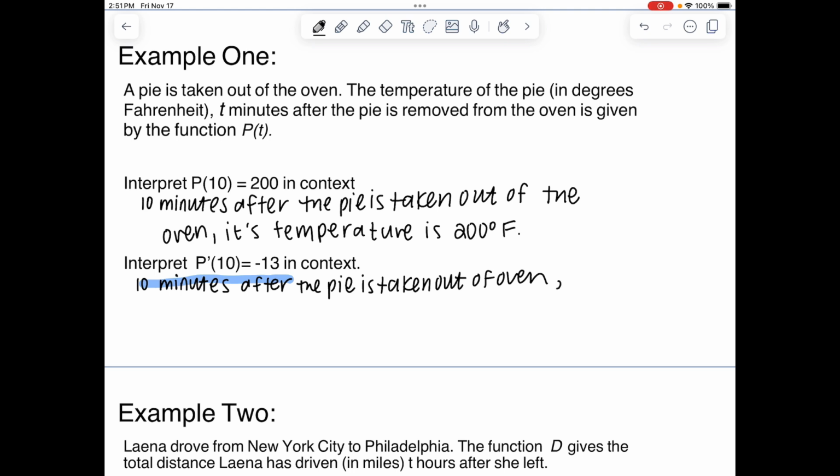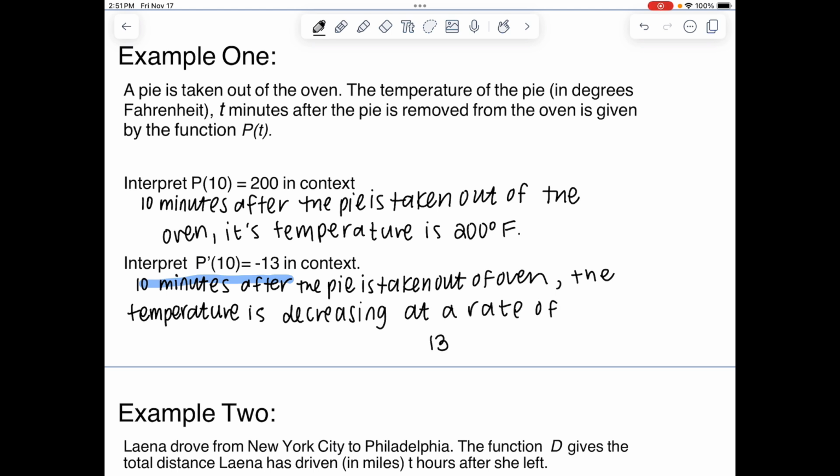The rate, so this is when the other stuff comes in. Or sorry, I'm going to say the temperature is, so that's a negative number right here. It says p prime of 10 is negative 13, so the derivative is negative 13. So it's going to say the temperature is decreasing at a rate of 13 degrees Fahrenheit per minute.